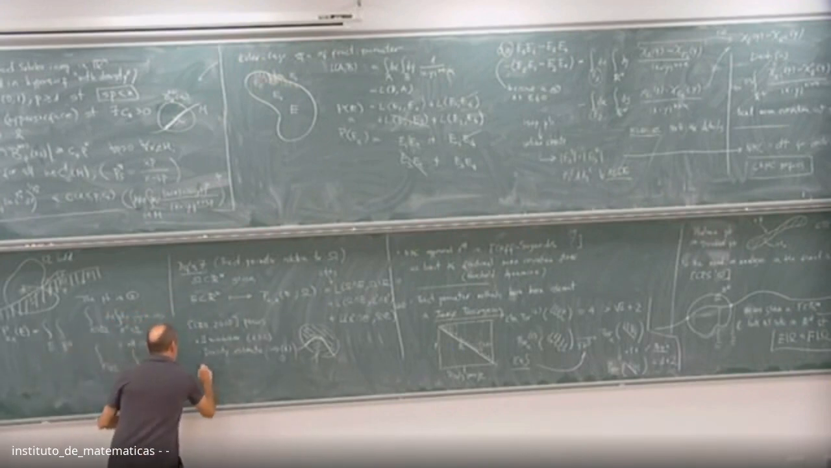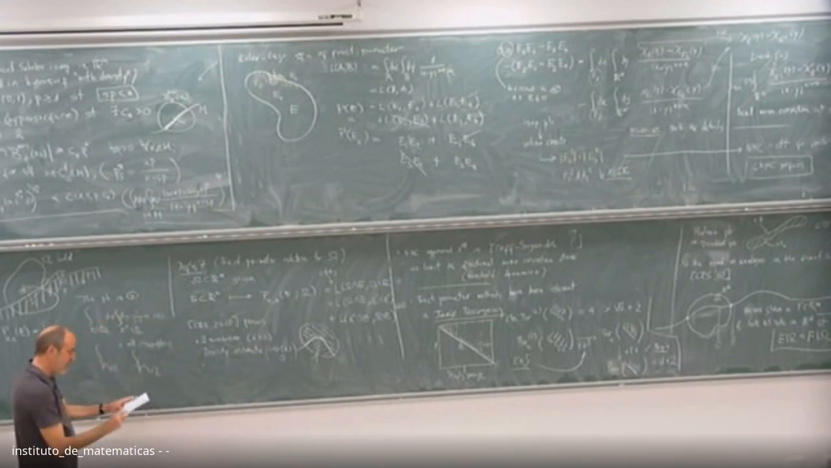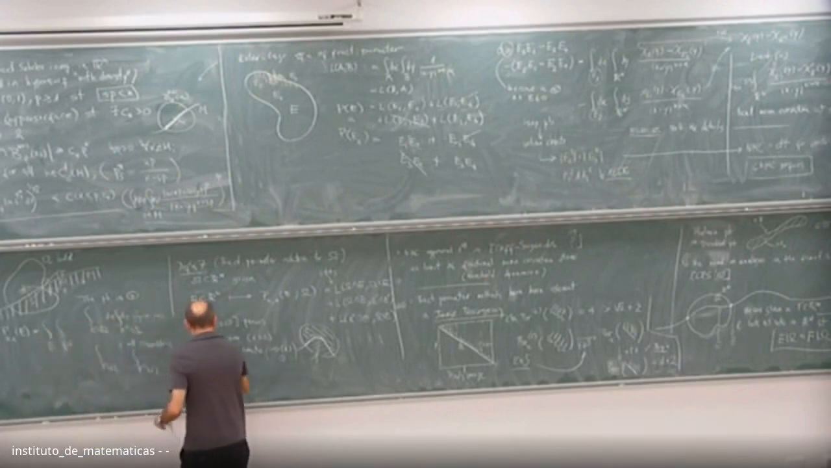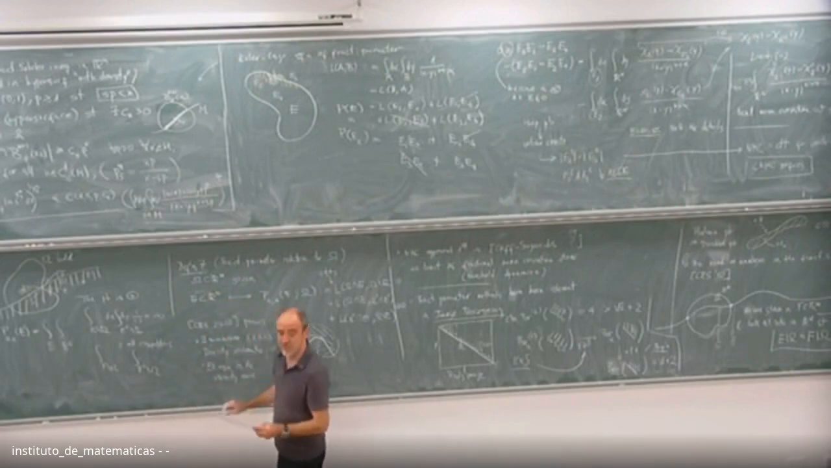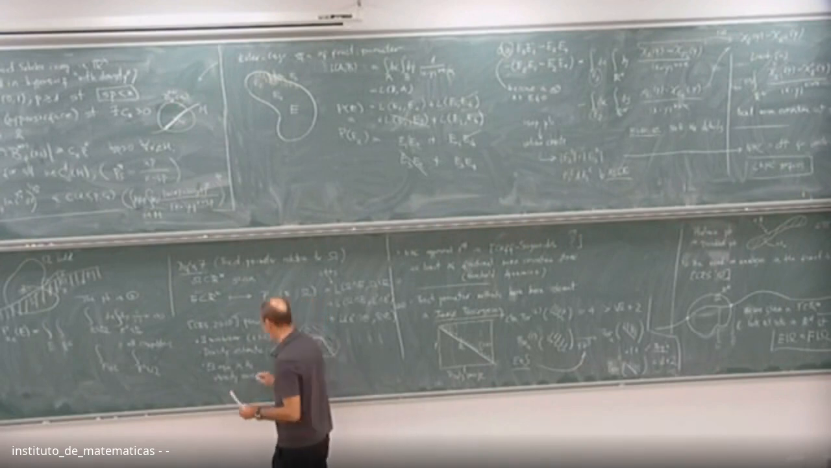Let's continue because we have to finish. Density estimate, then the Euler-Lagrange equation in the viscosity sense. What does this mean? This is perhaps the darkest and most difficult part of the paper.